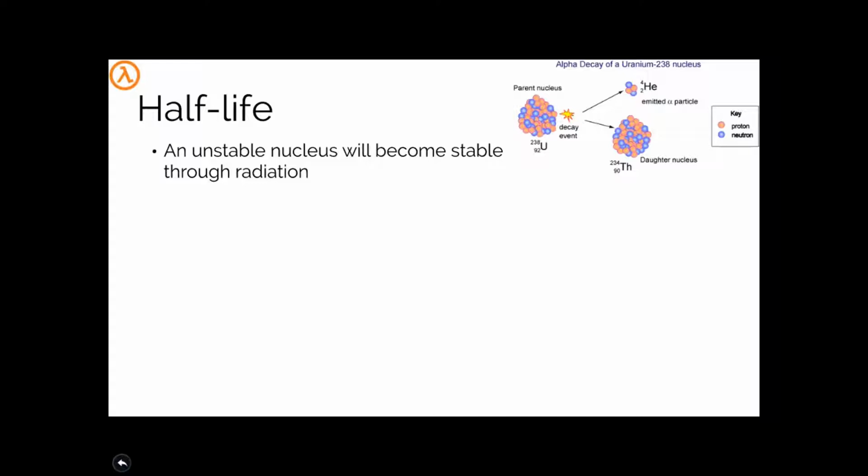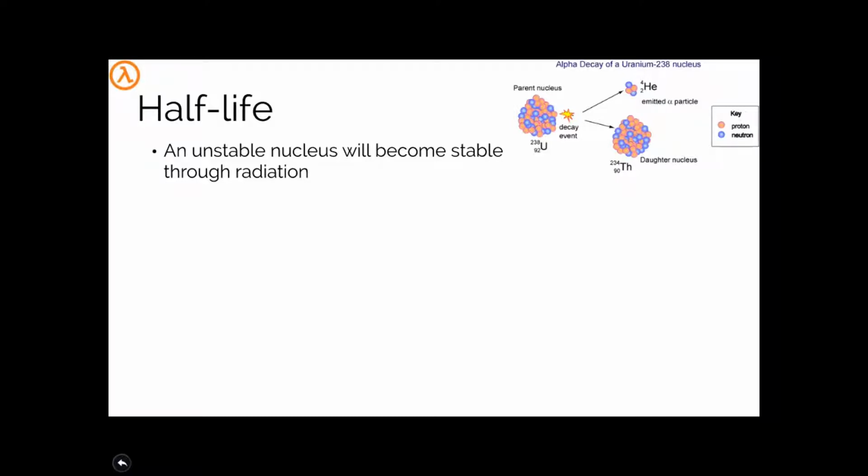Notice that it will be a new element, so we're making thorium out of our uranium when we get rid of an alpha particle. Notice that they have a different number of protons, so we go from 92 in uranium to 90 in thorium, and this is what makes it a new element, because we're changing the amount of protons we have in the nucleus.